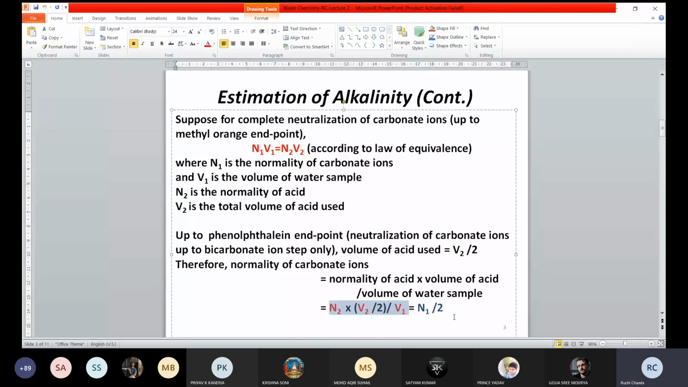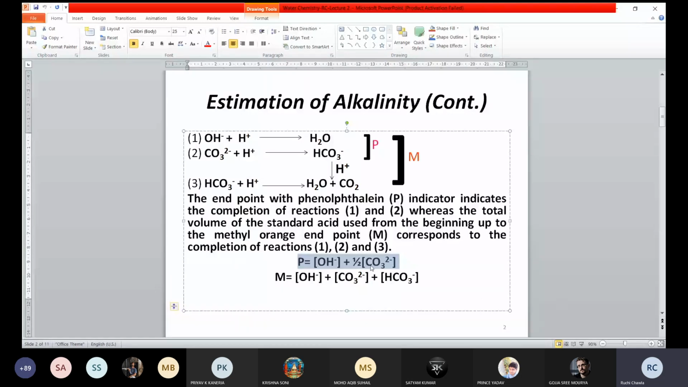Just compare the two equations on the slide. So you have got it as the normality of carbonate ions is N1 by 2. The total normality was N1 up to phenolphthalein, it is coming out to be N1 by 2. That is why in this equation, the first one, we wrote half carbonate ion concentration. Now is it clear to everyone why this half factor has been introduced over here?